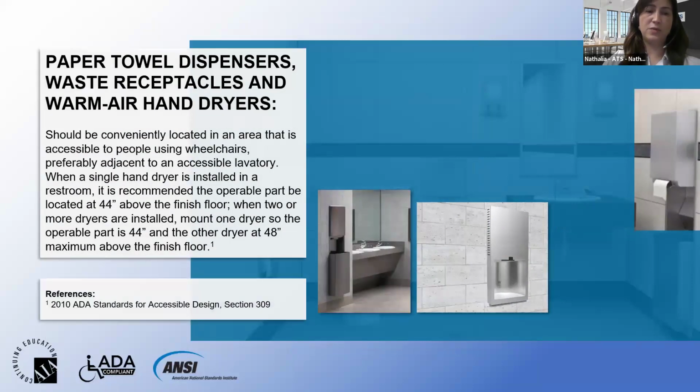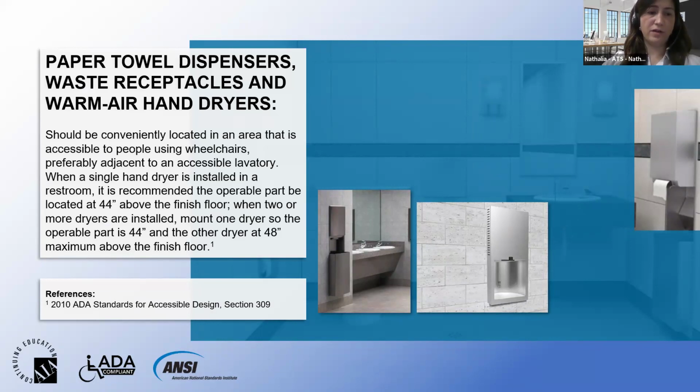Paper towel dispensers, waste receptacles, and hand dryers should be located in an area that is accessible for people using a wheelchair, preferably adjacent to the accessible lavatory.